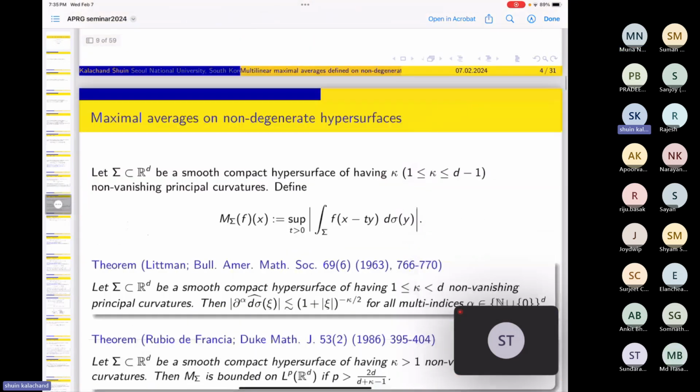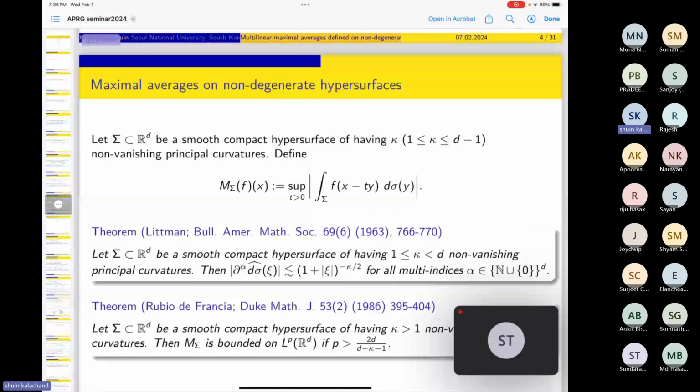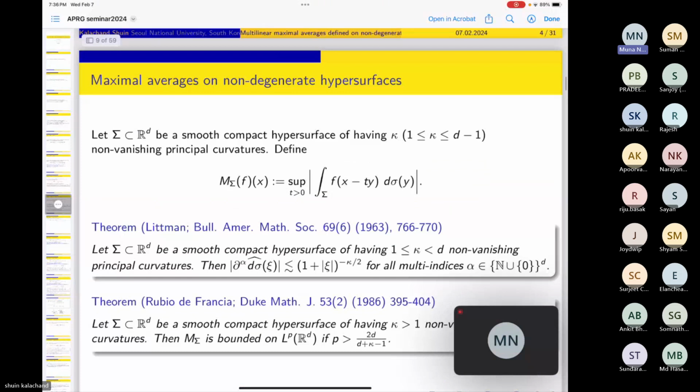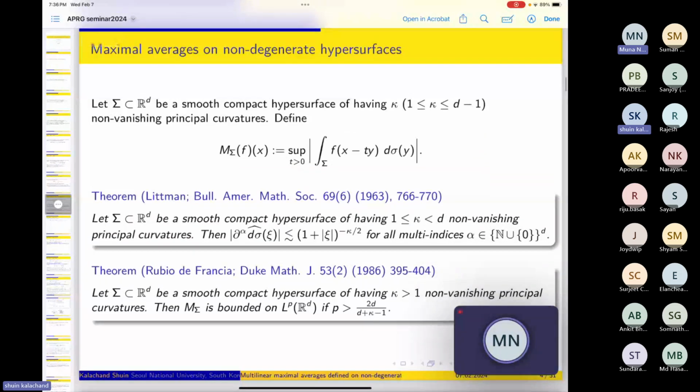So using this estimate, in the paper of Rubio de Francia, he proved that. Can you go back to the previous slide there? Yeah, this is for all multi-indices alpha. Yeah, you can, right? Actually, if you can prove it for alpha equals 0, you can prove it for all alpha, using the compact support of sigma.